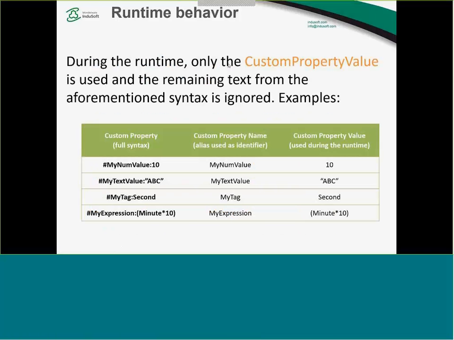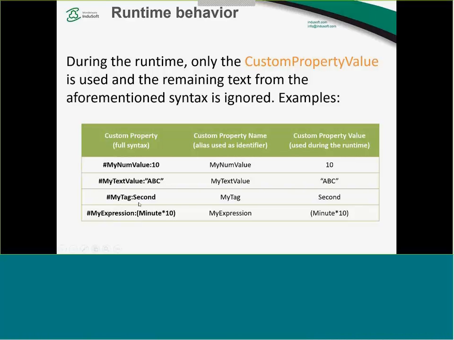And the custom property value can be either a literal numeric value, like in this example here. So in the first line, you have my num value is the name of the custom property, which is between pound sign and colon, and 10 is the actual value of the custom property. So the runtime executes only 10, ignores everything else. Another example is my text value, where the custom property name is my text value, and the actual value is ABC, a text, a string between double quotes. So the runtime executes only ABC.